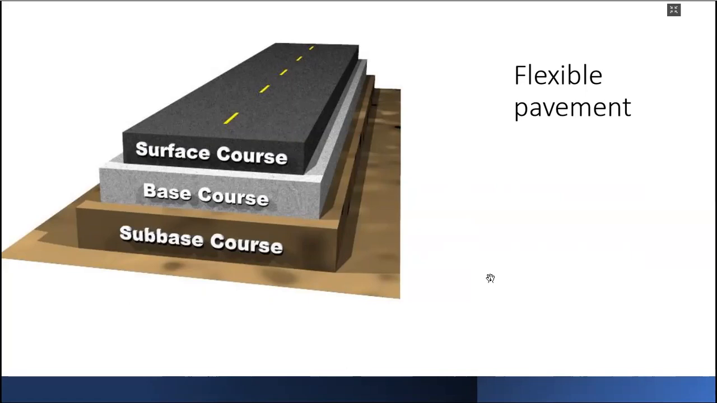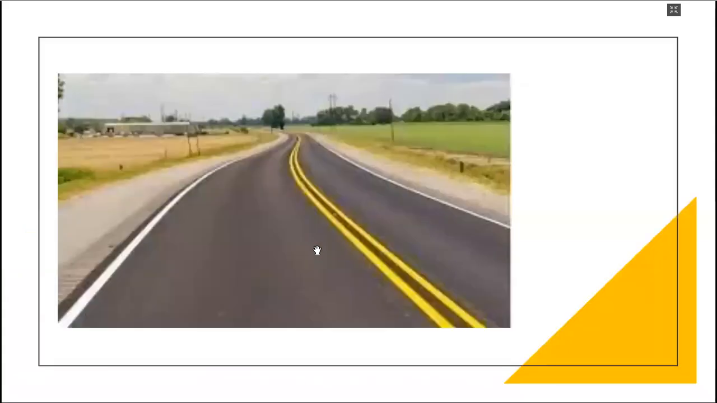Now we can see in this figure that there are three layers. The topmost layer is the surface course, which is made up of aggregates and bituminous materials in order to make a strong and durable surface on which the vehicles can move. The second layer is the base course, and the third layer is the subbase. After the subbase comes the layer known as the subgrade or soil. The flexible pavement is the most common pavement that we can see in our surroundings. So this is the example of the flexible pavement.